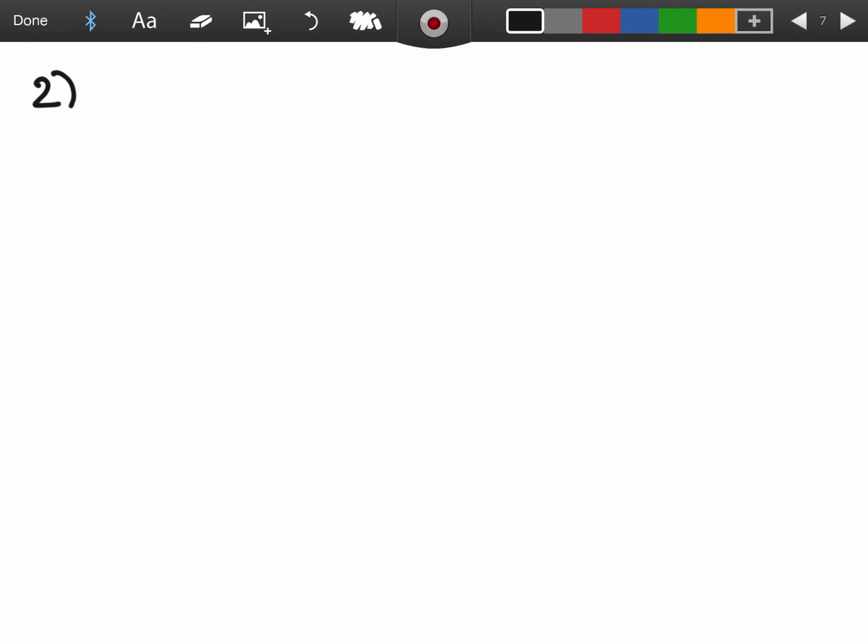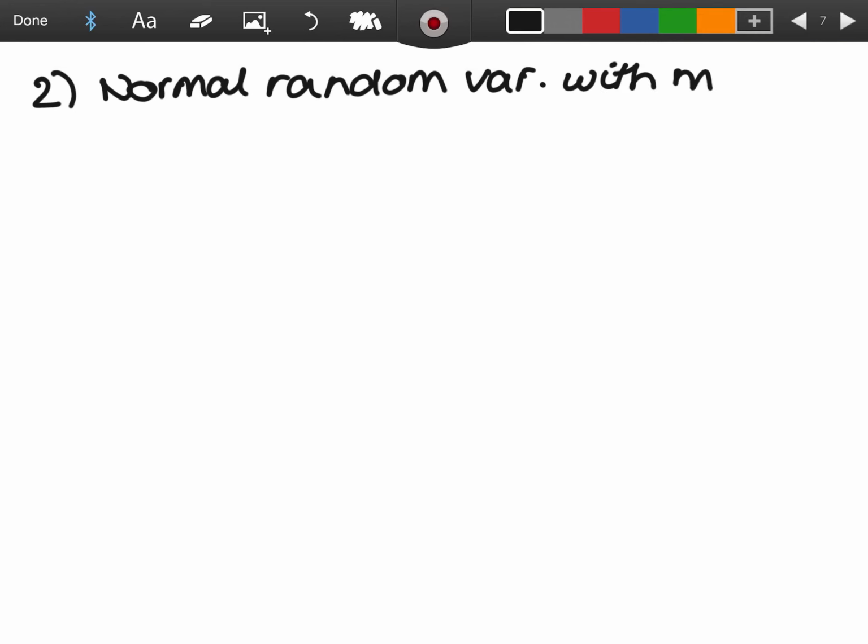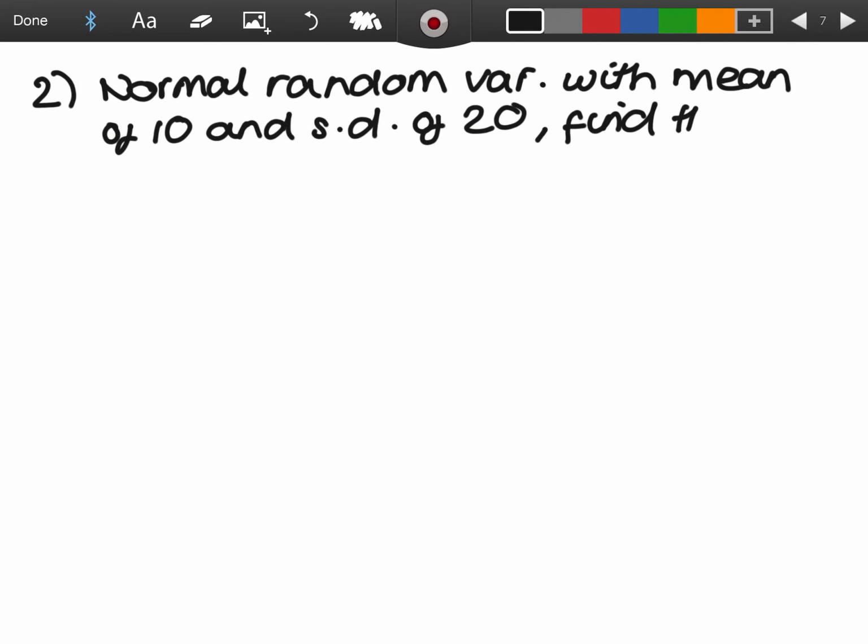I'm going to stick with the same mean and standard deviation. So again, we're still going to be dealing with a normal random variable with a mean of 10 and standard deviation of 20. So I'm sticking with that same normal random variable. But now I want to find the probability of being greater than 30.